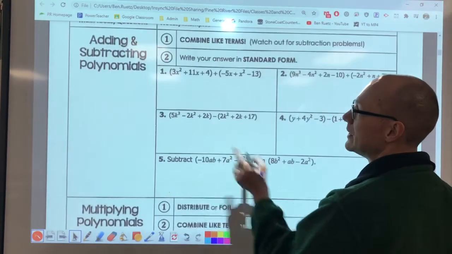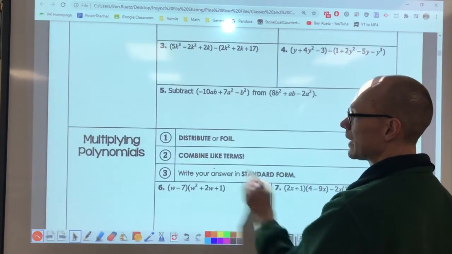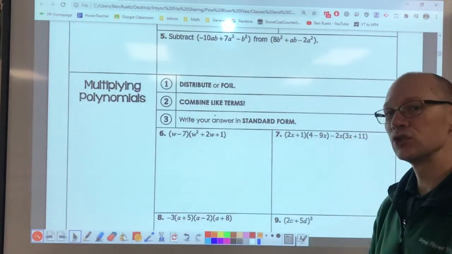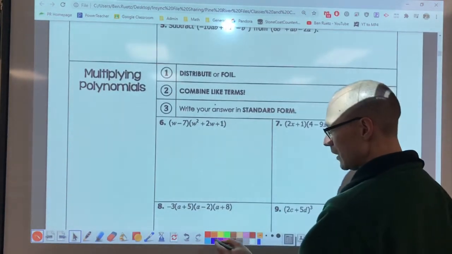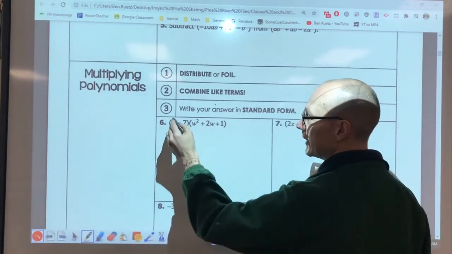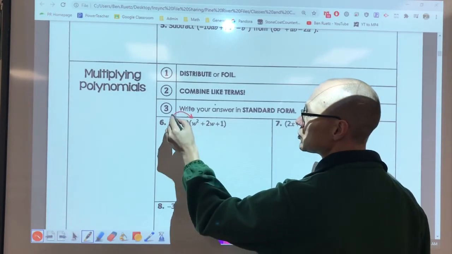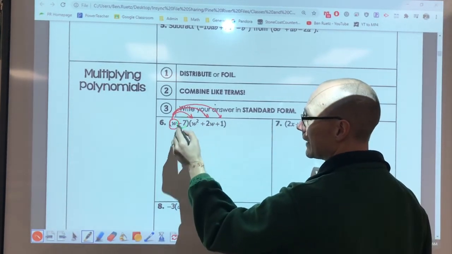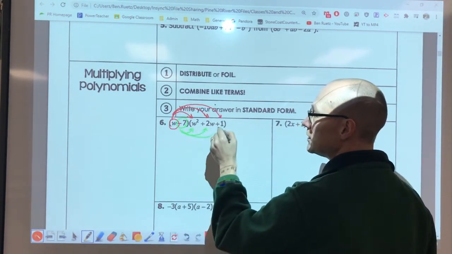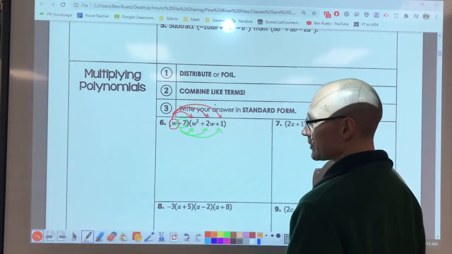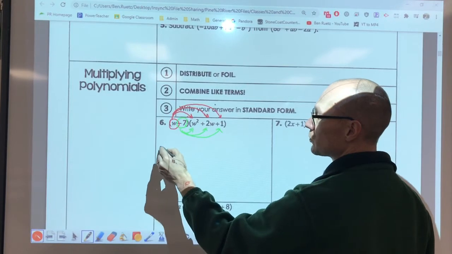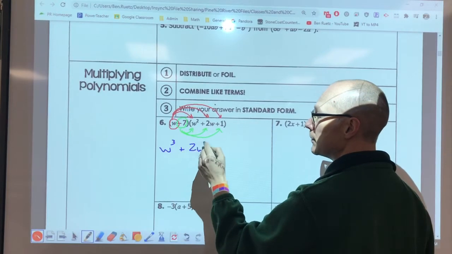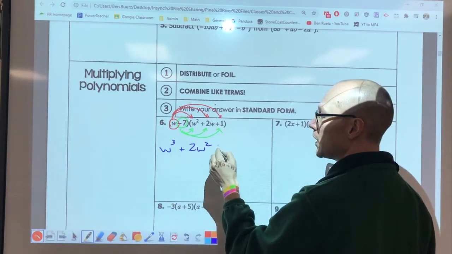And then finally we have either adding and subtracting, that's easy. Multiplying, that's foiling. What if you have a FOIL like this? Well, to realize what a FOIL is, what we're doing is we are distributing the w to each of these, and then we are distributing the -7 to each of these. And watch how I do this. The w times the w squared is w cubed. The w times the 2w is plus 2w squared. The w times the 1 is w.